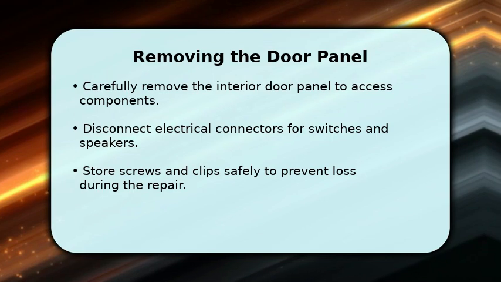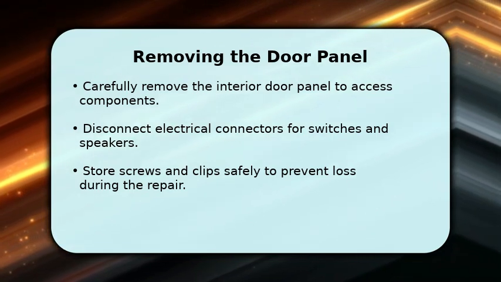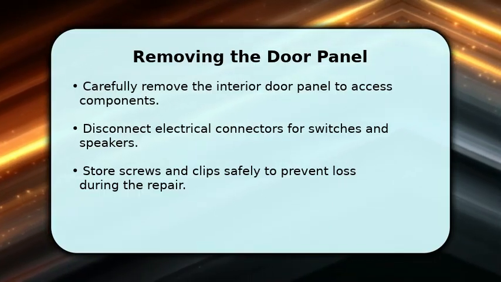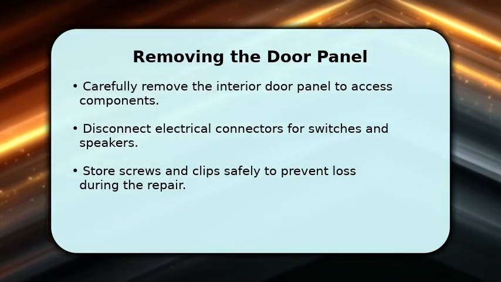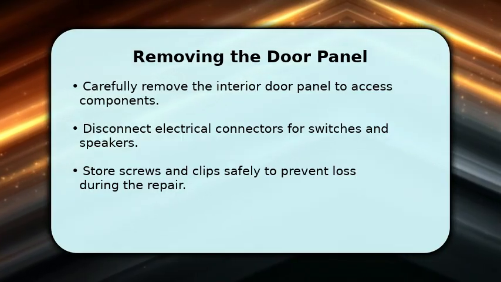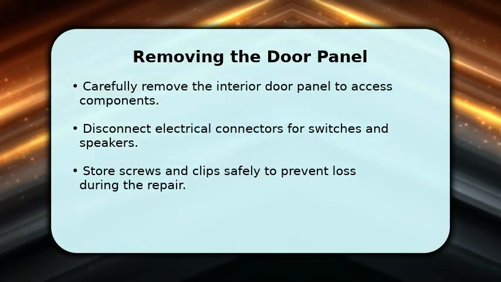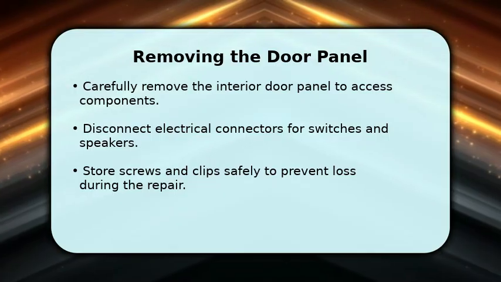Start by locating and removing any visible screws, often found behind trim pieces or inside the door handle. Gently pry off the panel using a trim removal tool to avoid damage. Disconnect all electrical connectors for the window switch and speaker, then set the panel aside safely.